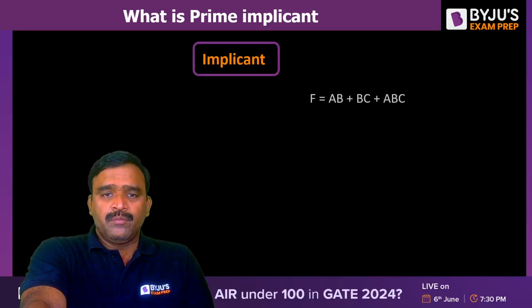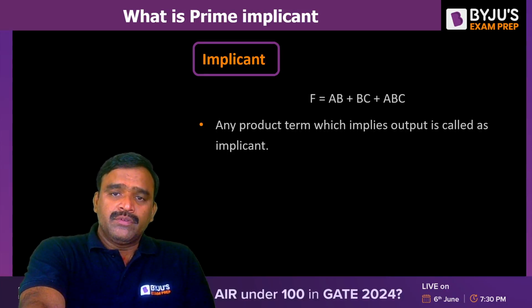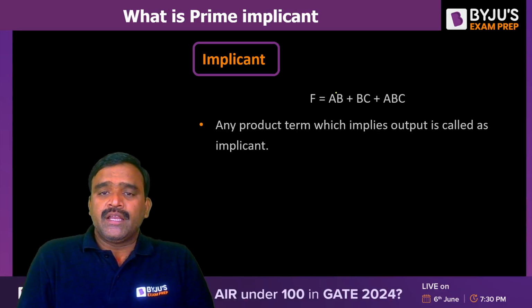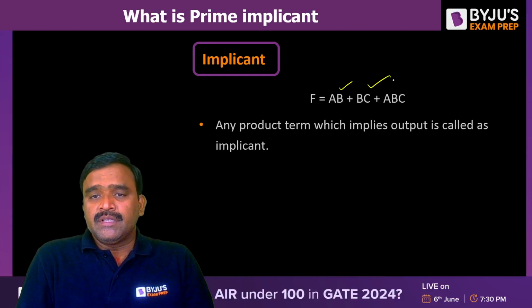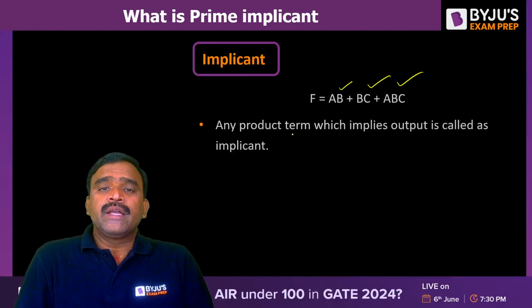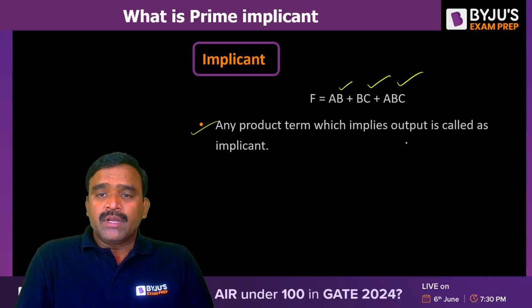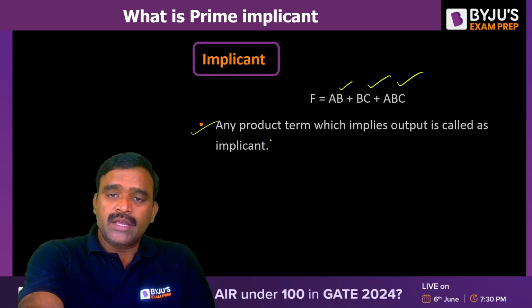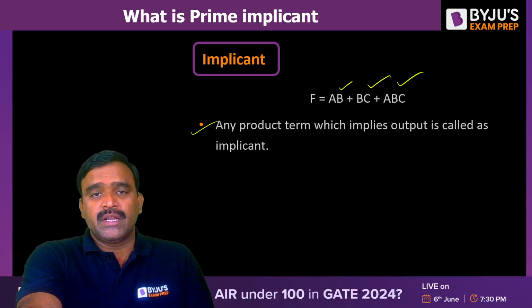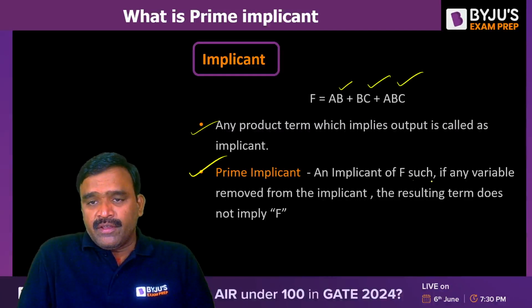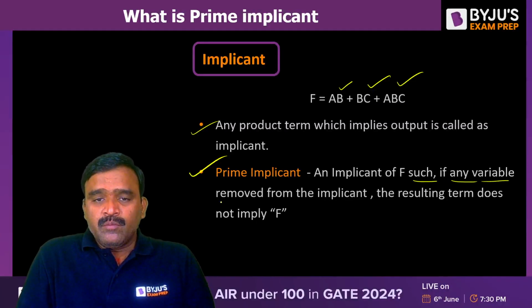Now let's see what an implicant is. Any product term which is there in the function is called an implicant. For example, a logic function F contains three implicants: AB, BC, and ABC. But all the implicants need not necessarily be prime implicants. Any product term which implies the output is called an implicant. AB is an implicant, ABC is an implicant, BC is also an implicant. But a prime implicant is an implicant of F such that if any variable is removed from the implicant, the resulting term does not imply Y.